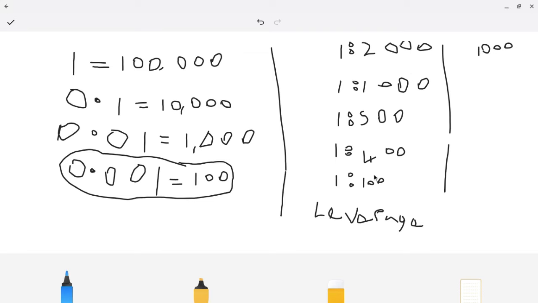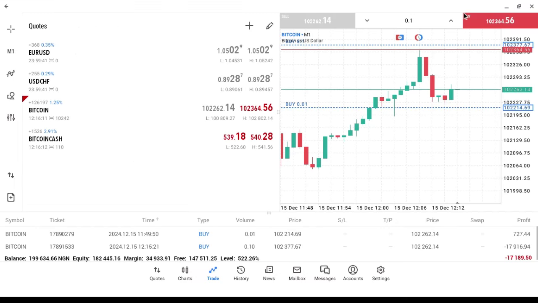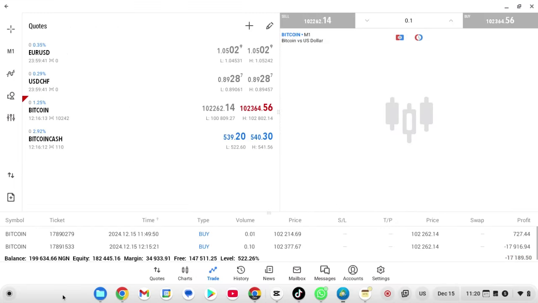Now, what does this mean? If I'm using leverage of 1:100, it means that every $1 is equivalent to $100. So $100 times $1,000, this will be the artificial amount I have. Let's use the calculator.